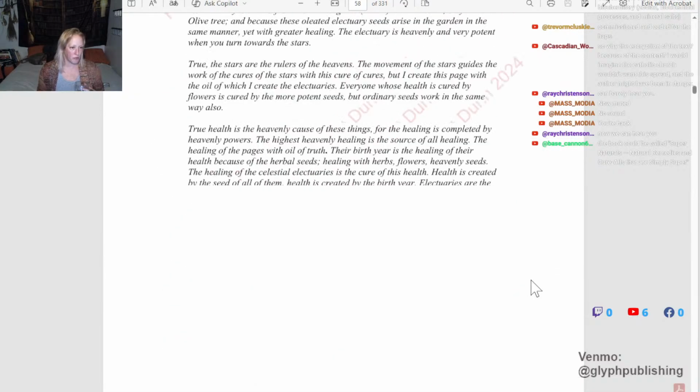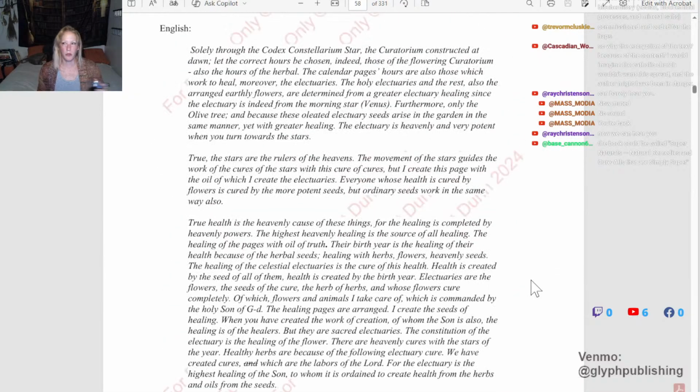Right? Solely through the Codex Constellarium, and I put star, I should put aster, Codex Constellarium aster, the curatorium constructed at dawn. Let the correct hours be chosen, indeed those of the flowering curatorium, also the hours of the herbal. The calendar page's hours are also those which work to heal, moreover the electuaries. The holy electuaries and the rest, also the arranged earthly flowers, are determined from a greater electuary healing, since the electuary is indeed from the morning star.